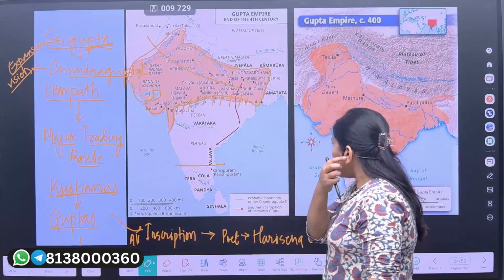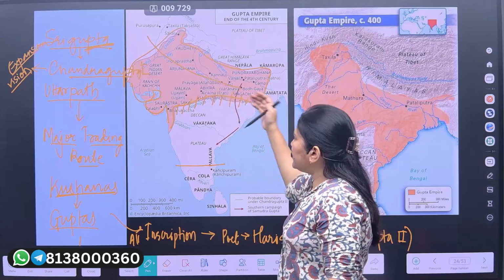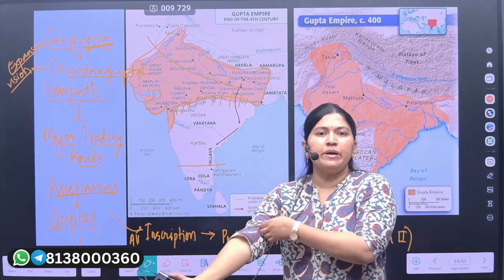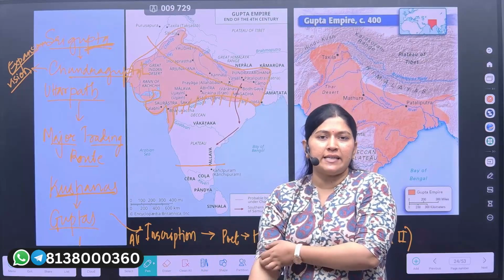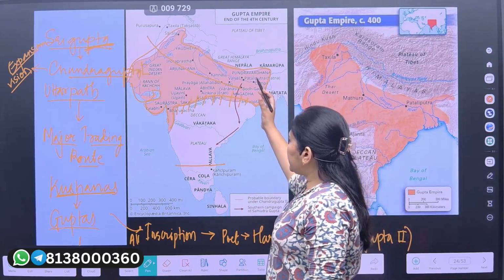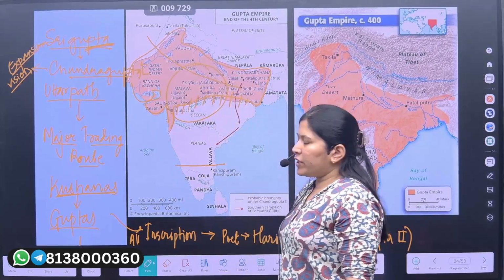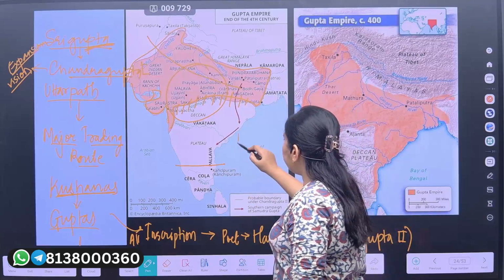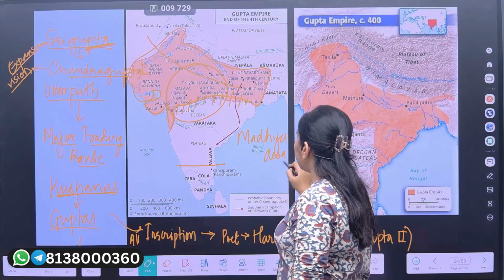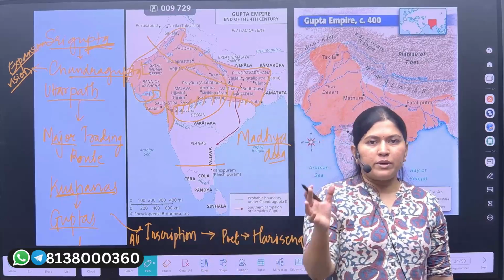Now, the Gupta expansion majorly focused on northwestern India at first, and they had major ties with the Roman people or the Byzantine Empire. After that, we also see major development of art and architecture over central India. This was also called Madhya Desha, or Madhya Desa in normal language.